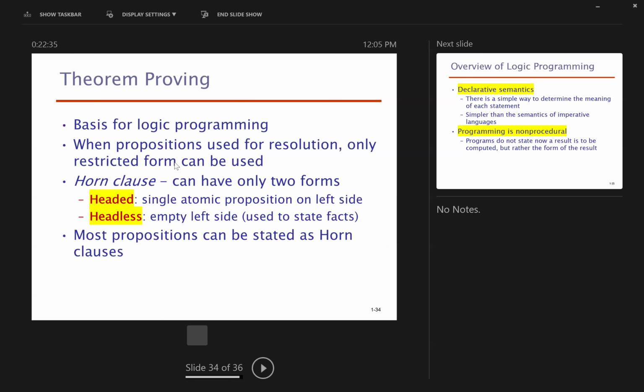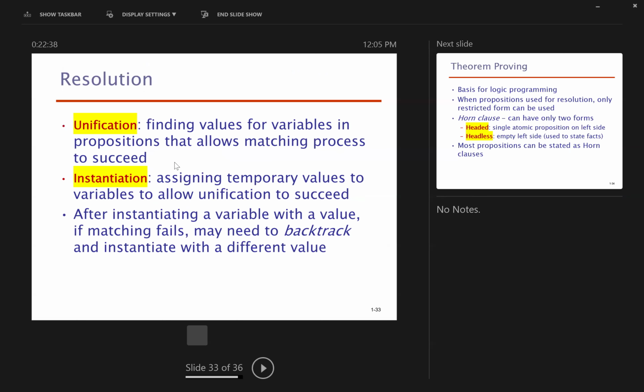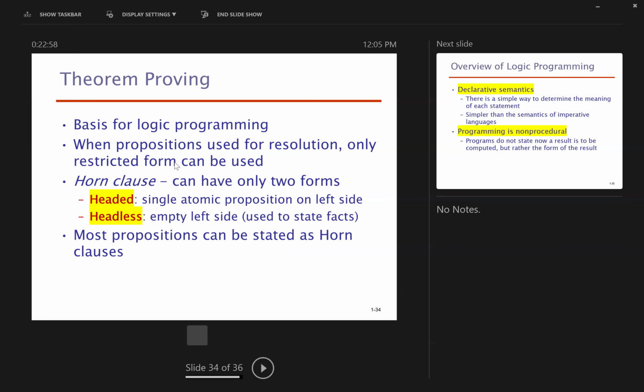And the next terminology is unification: finding the values of variables in propositions that allow the matching process to succeed. So it's like pattern matching again, like we have the X maybe representing fish based on the sentences we have. Also we have two types of clauses, the Horn clauses, headed and headless. Headed means a single atomic proposition only on the left side. So we have the only-if section, we don't have the then section. Headless means we have an empty left side that we use to again state a fact. Again, we're going to see examples soon.